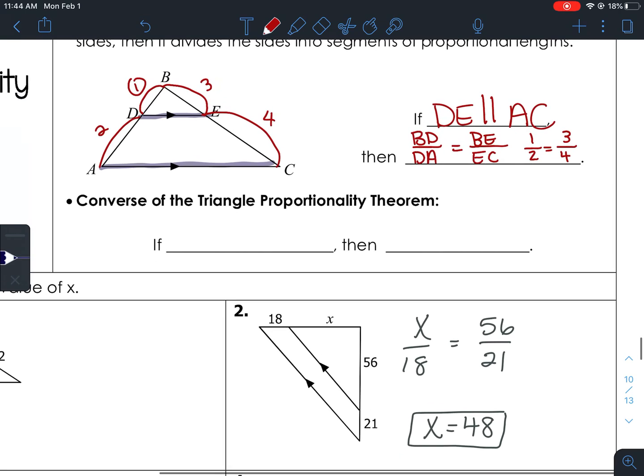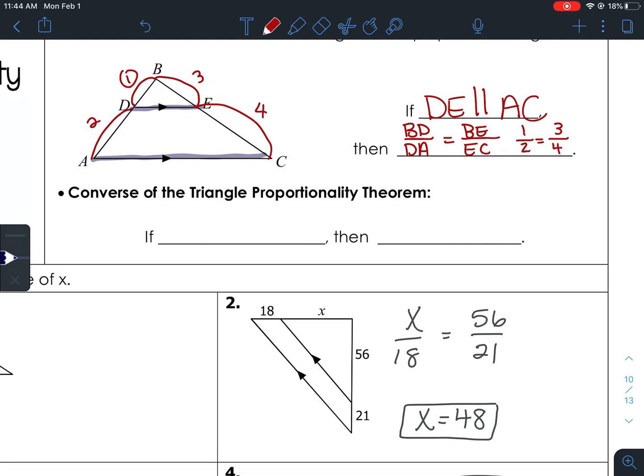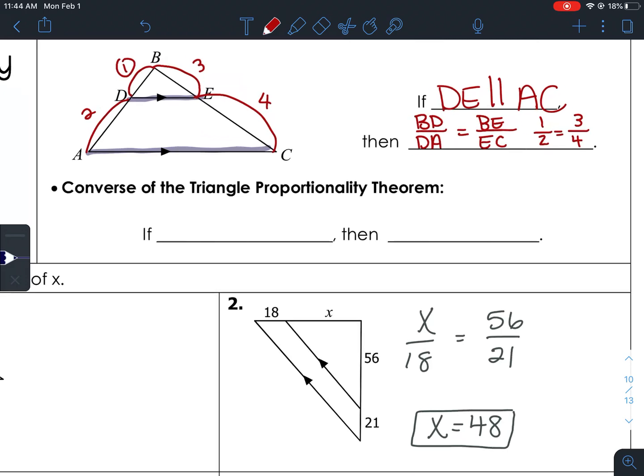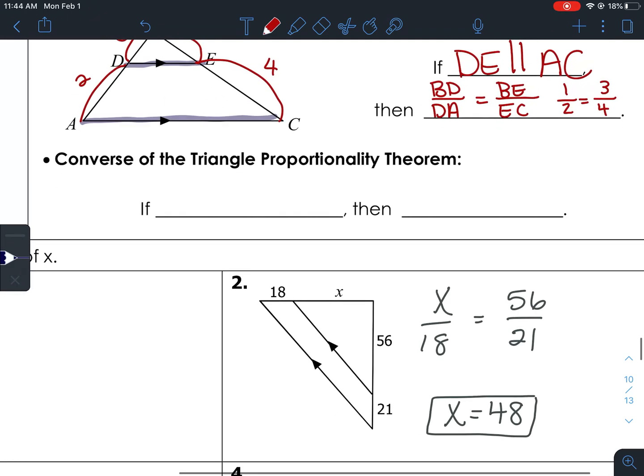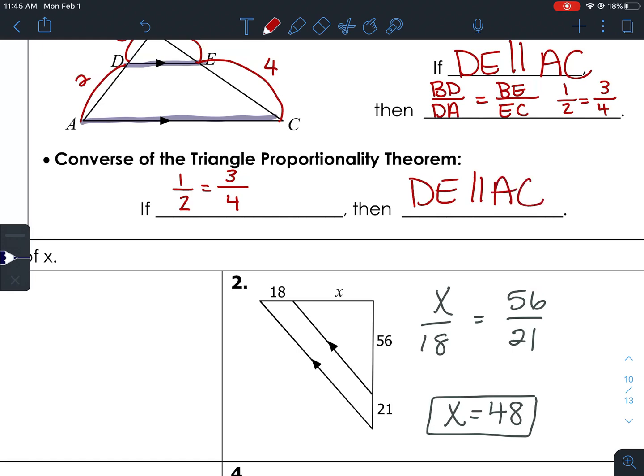All right, so now over to the converse. Now, if you remember converse from first semester, that is when we're going to flip our if and our then. So again, I'm going to use this shorthand of 1s, 2s, 3s, and 4s. So if 1 over 2 is equal to 3 over 4, then I can say that my two lines are parallel. So I can say DE is parallel to AC.